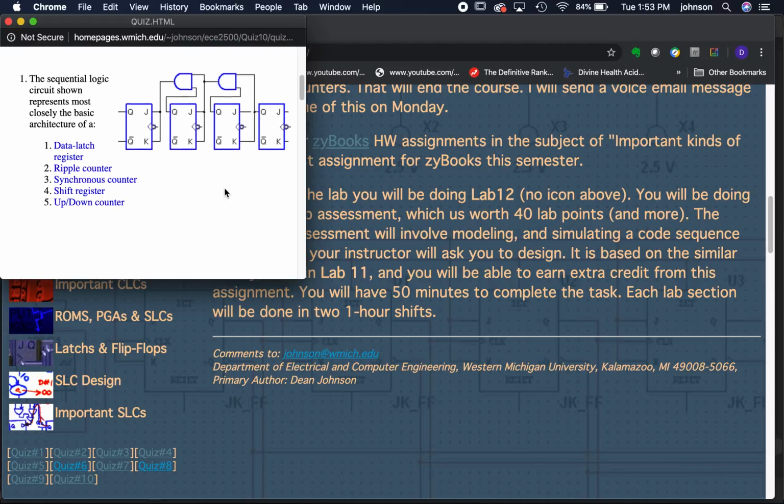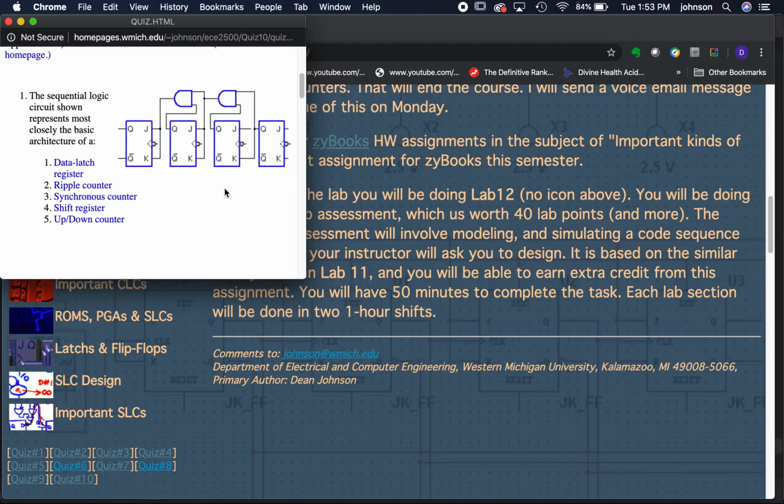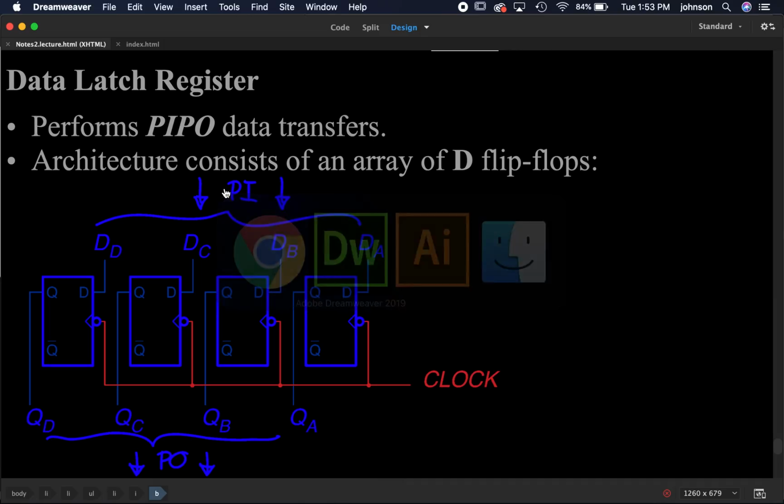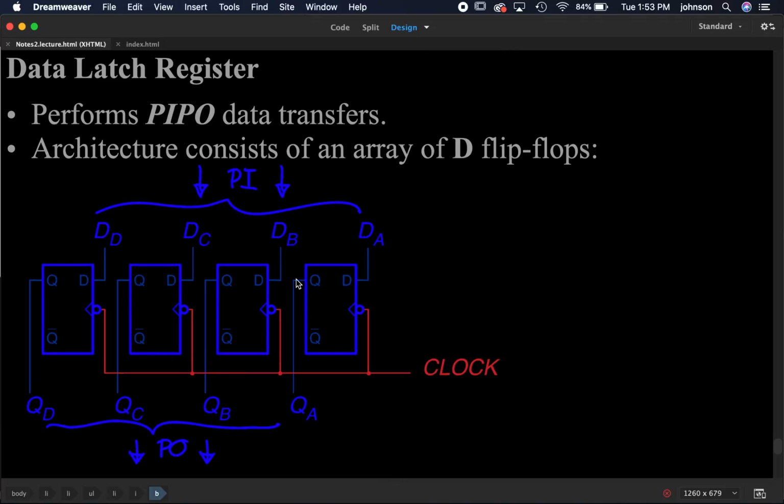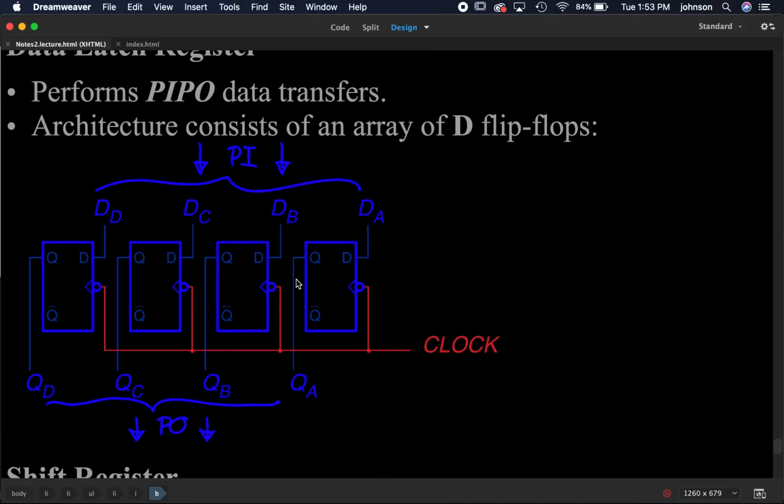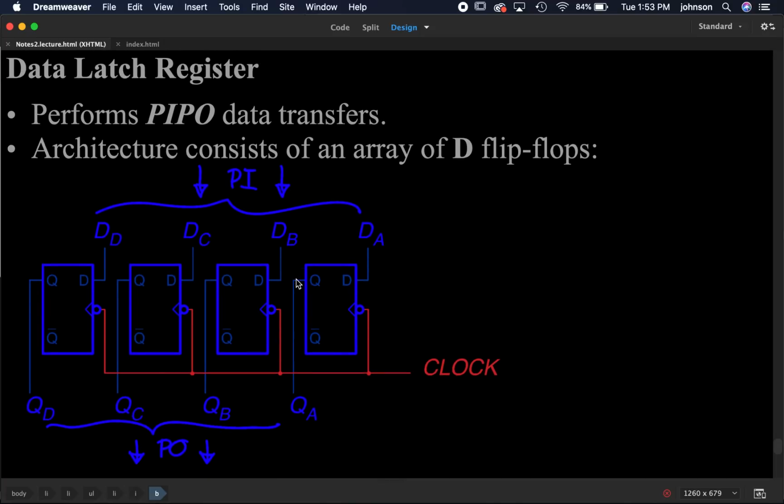I will put up one of 4 or 5 different circuits here, and this is a counter here, but anything can appear, including this one here, which is called the data latch register. So know all 4 of these for the final exam. The data latch register only does parallel in, parallel out data transfers. So here I have 4 flip-flops controlled by a clock, and here comes some parallel input data loading here. When I hit the clock, it becomes presented on the output, or your parallel output. This one's built from an array of D flip-flops, and basically that's it.